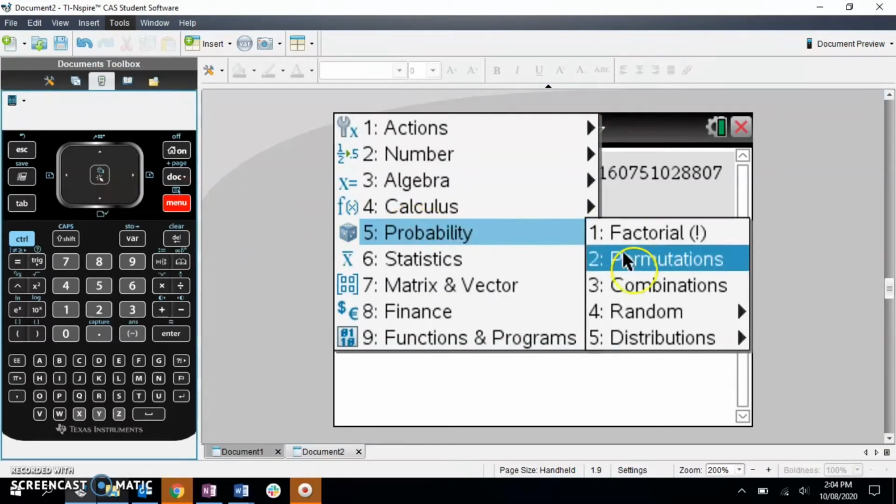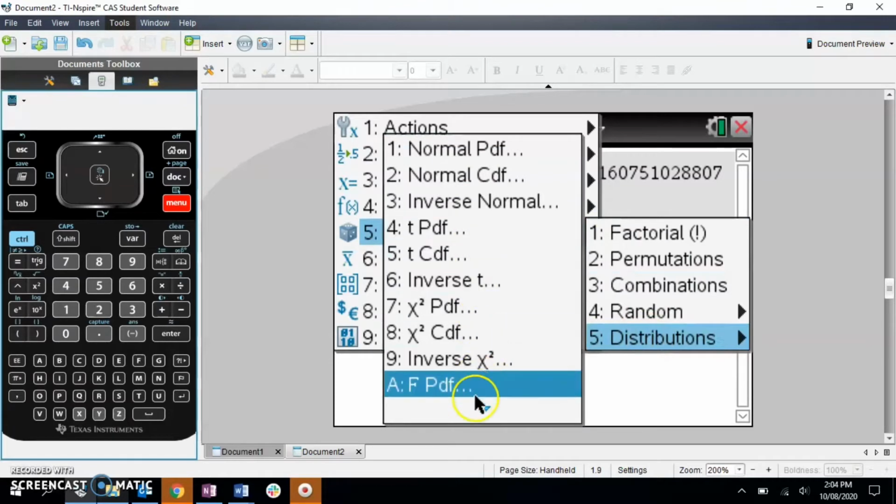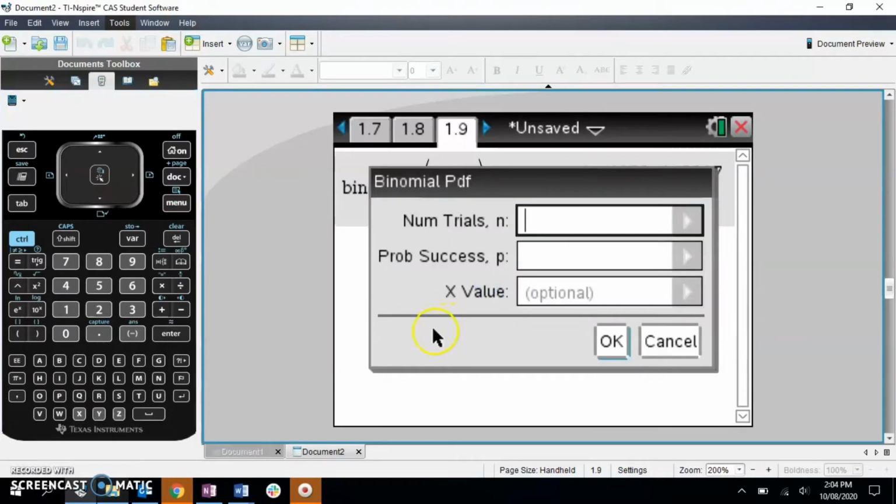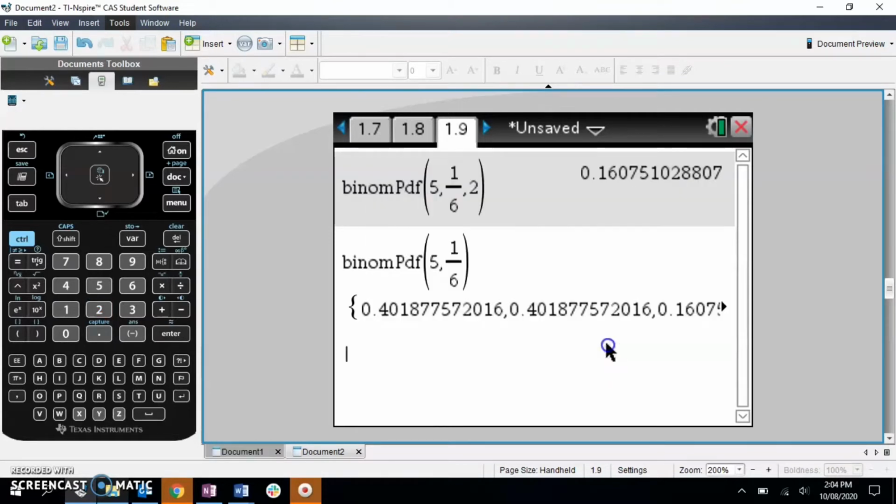Something I'm going to show you as well is, let me go back to where we were before. Alright, so again we had 5 trials, the chance of success was 1/6. You'll see how the X value here, it says optional. If you don't put anything in there, like we put in there 2 last time and it told us the probability of 2 successes, if we put nothing in there, it's going to tell us the probability of all those number of successes. So this first number here, that's the probability of 0 successes. This next number here is the probability of 1 success. The next one would be 2 successes, and so on and so on. So it could be a good idea to do that if you're asked for multiple. Could make it a little bit quicker.